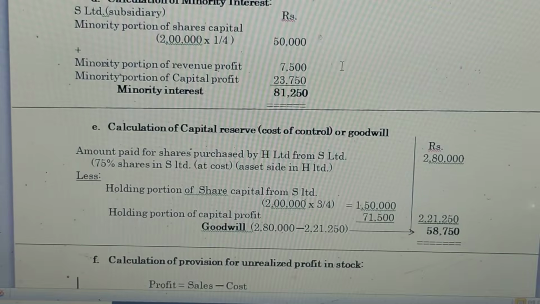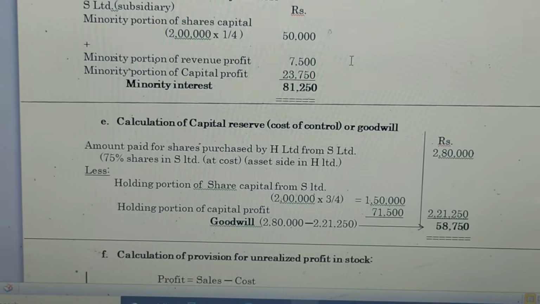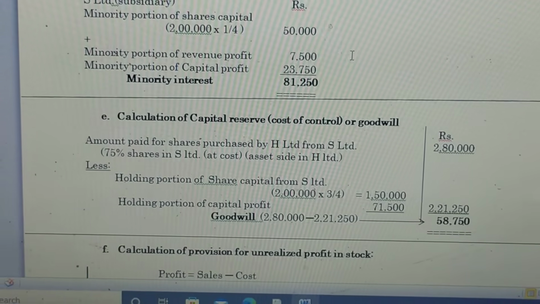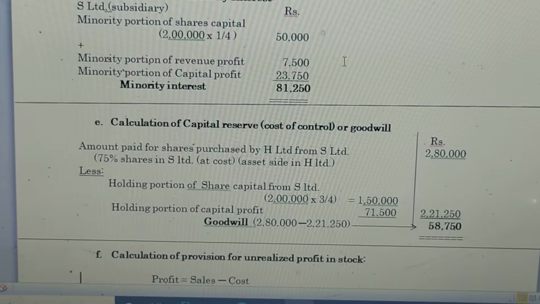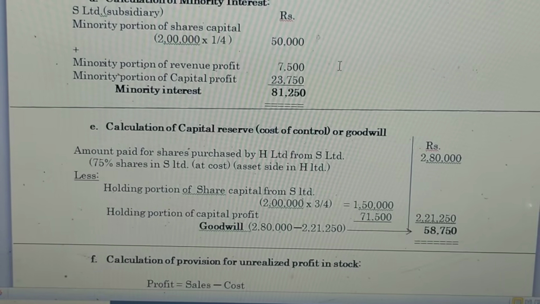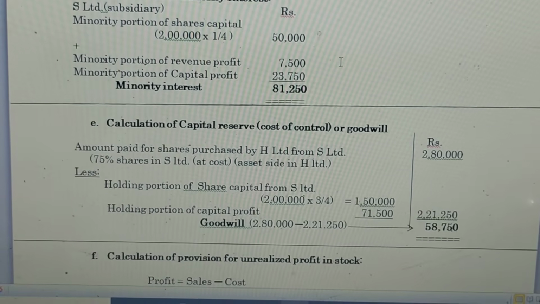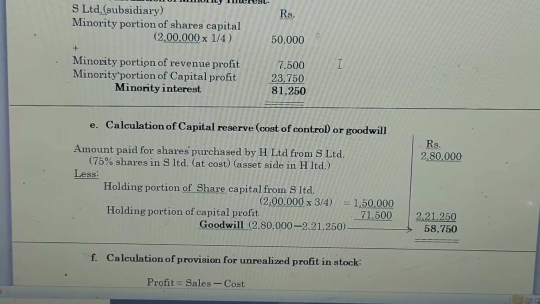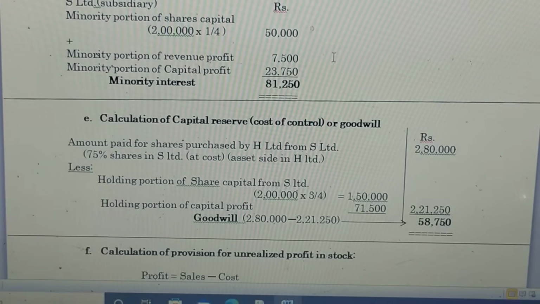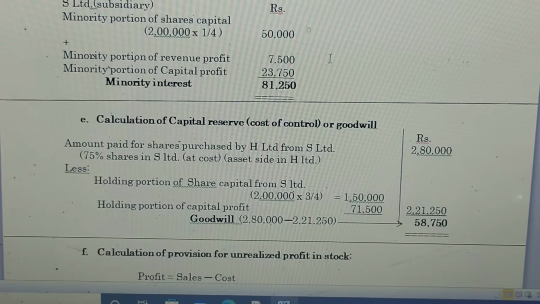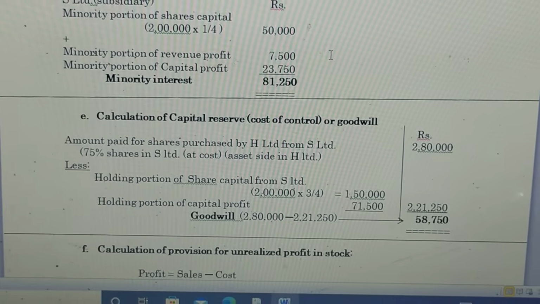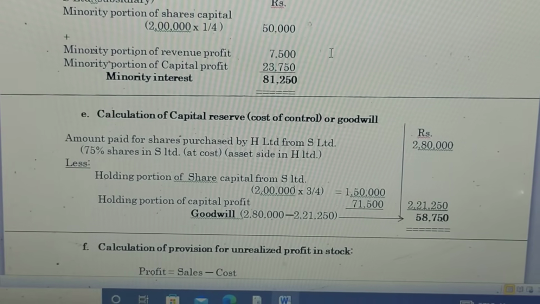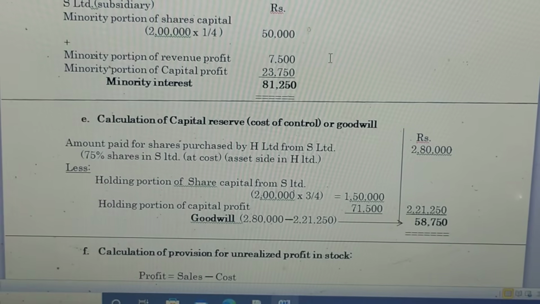Then we are going to prepare the calculation of capital reserve or goodwill. If there is any negative value, that is called capital reserve. If it is any positive value, that is called goodwill. It means if it is any minus value, we can say that is capital reserve. If it is any plus value, that is called goodwill.